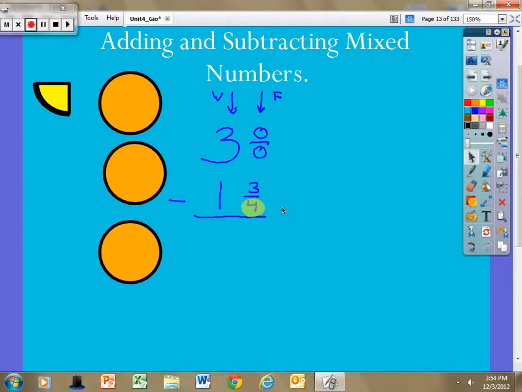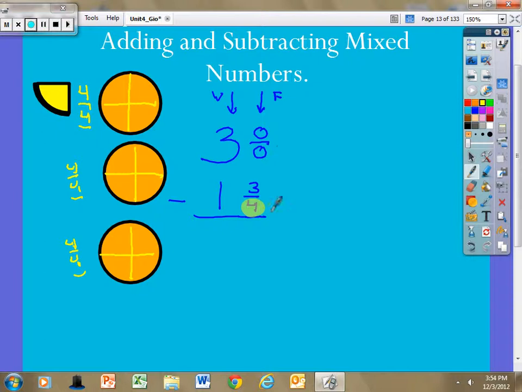Because this is fourths, I know that each of these circles is divided into fourths. There's a fourth, there's a fourth, and here's a fourth. So really I have 4/4, which is the same as 1 whole, and another 4/4, and another 4/4. Because the common denominators allow me just to add numerators, 4, 8, 12, I really have 12/4. And 12/4 is the same as 3.